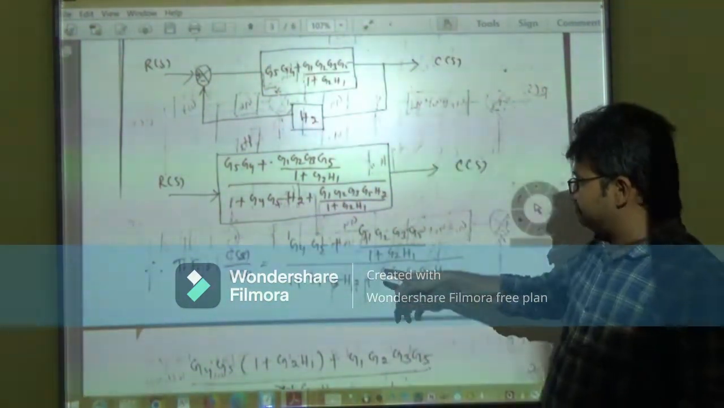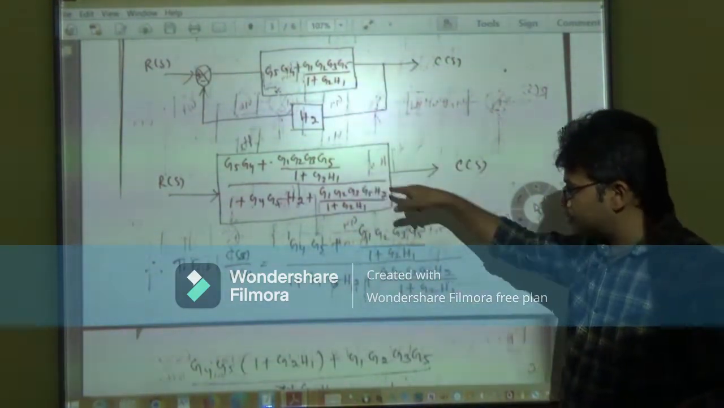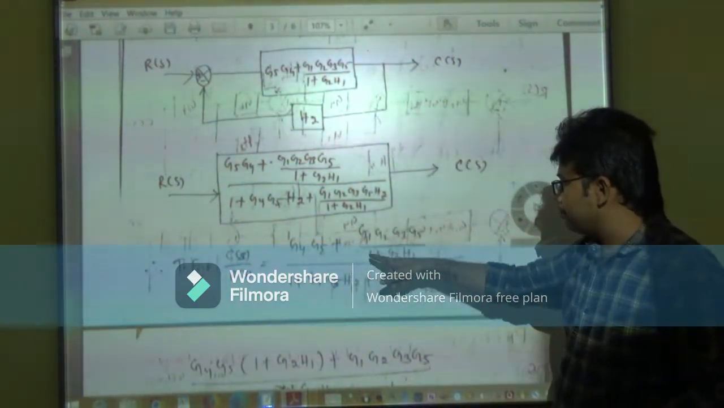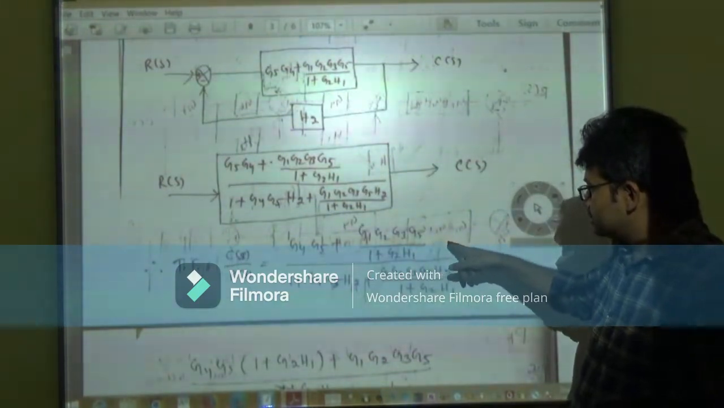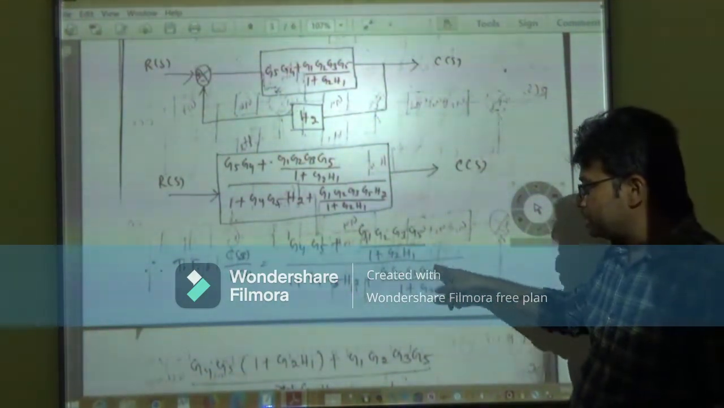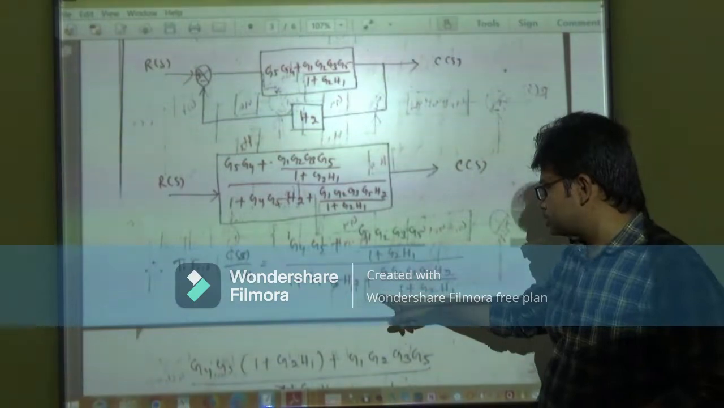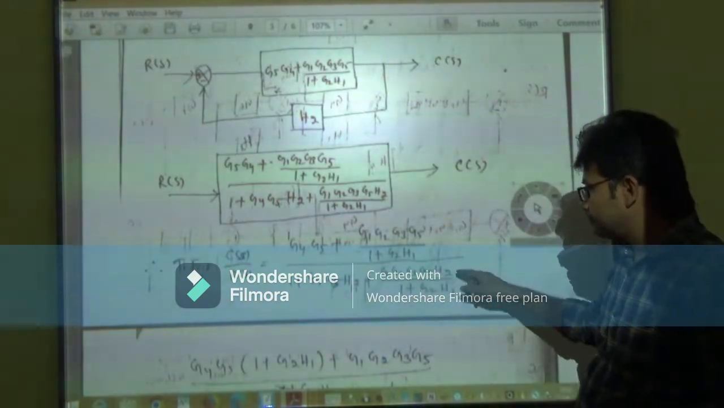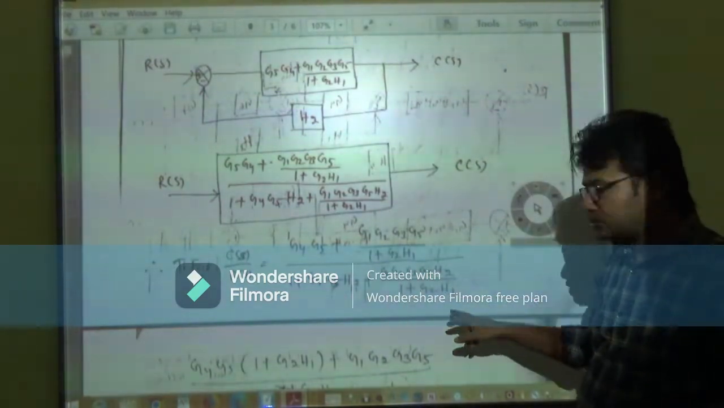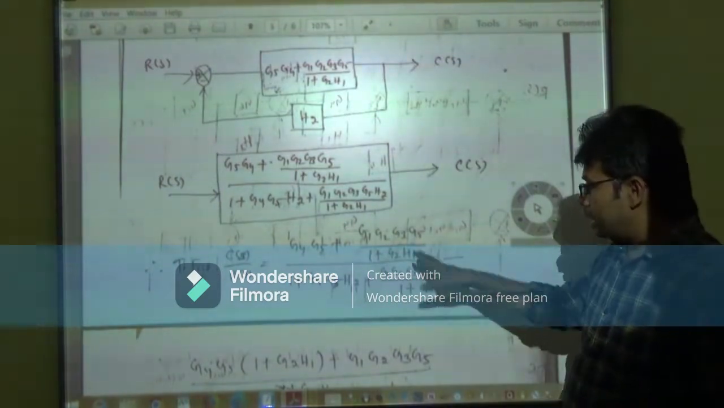So the problem to solve is G4 G5 plus G1 G2 G3 G5 divided by 1 plus G2 H1, whole divided by 1 plus G4 G5 H2 plus G1 G2 G3 G5 H2, divided by 1 plus G2 H1. Okay, clear?